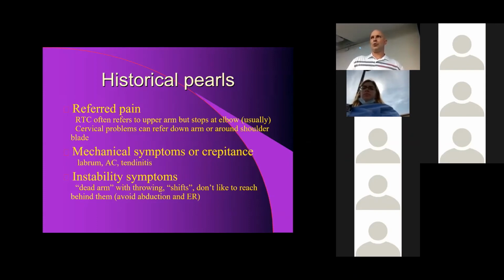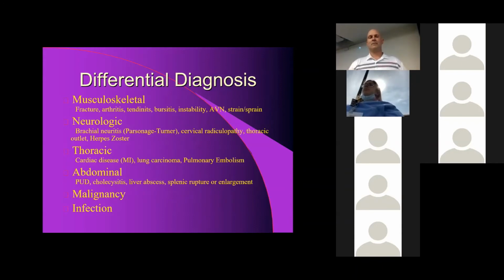They won't really tell you their shoulder's slipping out, they just feel like their arm's going dead. Like, I've got no power, I can't accelerate my arm to throw a ball very hard. Sometimes they'll feel like something shifts or moves, and oftentimes they don't like to reach behind them. This abducted, externally rotated position is not a fun position for people that have dislocated their shoulder or have some anterior instability at least. So all good things to keep your ear out for as you're getting history.